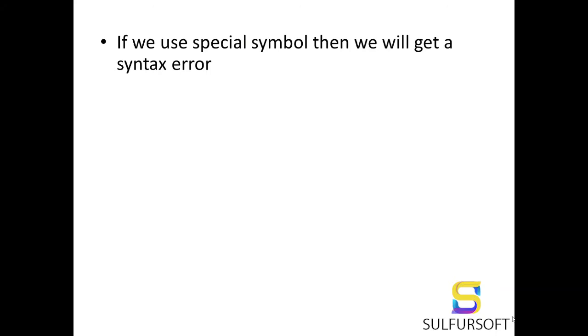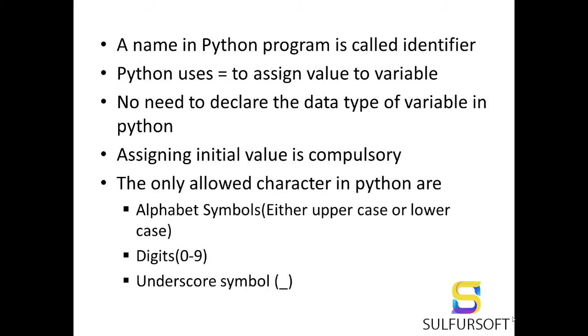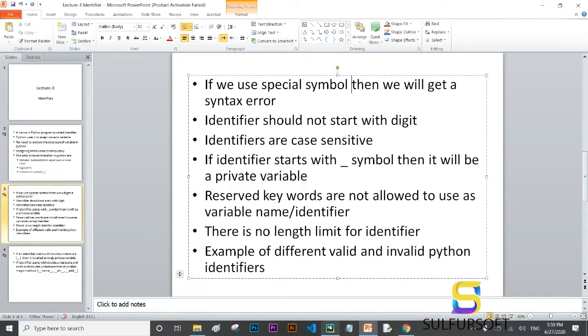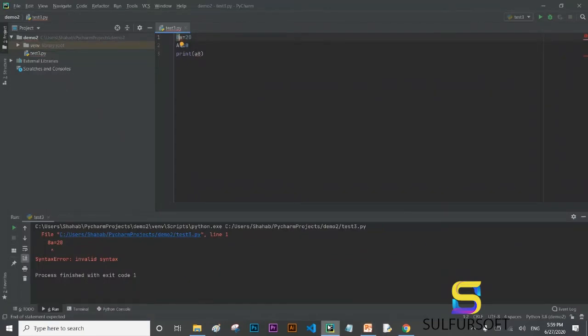There are special symbols like the dollar symbol, the at symbol, and so on. If we use these types of symbols in the variable, then Python will give an error. The only allowed characters which we have already discussed are alphabet symbols, either uppercase or lowercase, digits, but a digit should not start the name of the variable, and underscore. Now, if we use a special character, it will give an error. For example, we are using a special character.